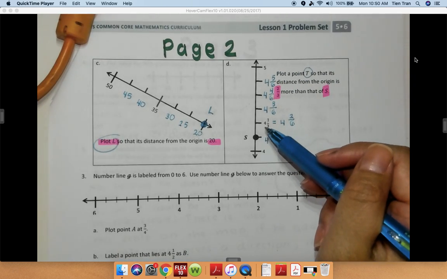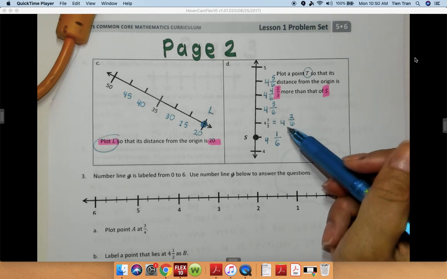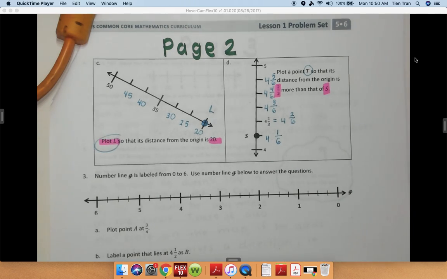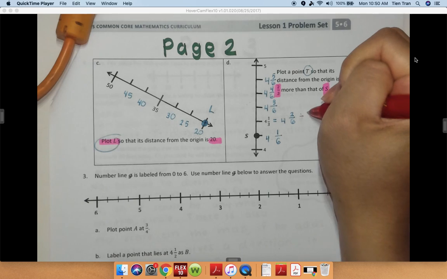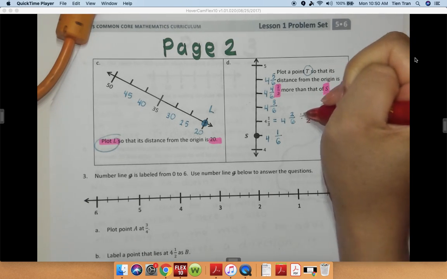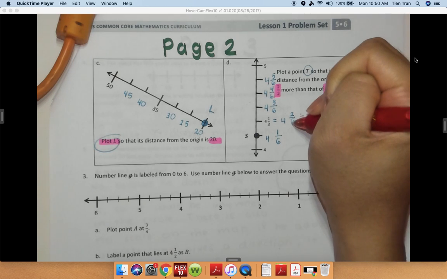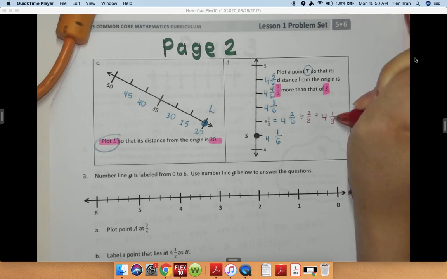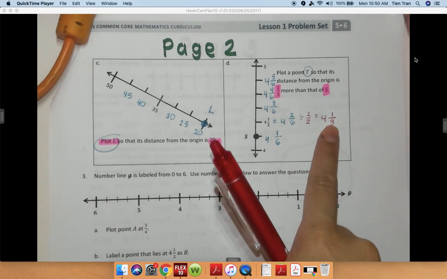So looking at this number, 4 and 1/3 is equivalent to 4 and 2/6. How do I know that? When I divide the top and bottom number by 2, 2 divided by 2 is equal to 1. 6 divided by 2 is equal to 3. I get 4 and 1/3, which are the exact same numbers.